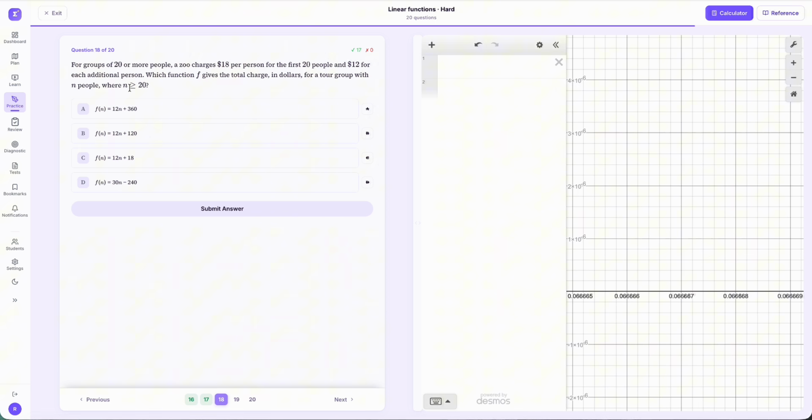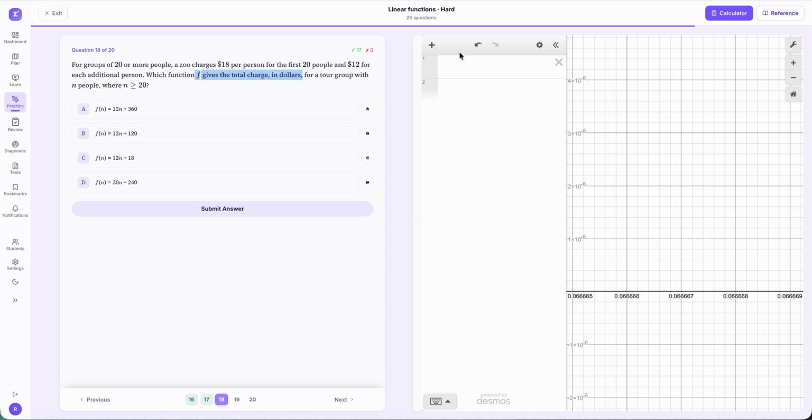All right, next one. For groups of 20 people or more, a zoo charges $18 per person for the first 20 people and $12 for each additional person. Which equation gives the total charge in dollars? That's the y, the f of n for n people, right? n is going to be our x here. So you've got to pick out the correct equation.